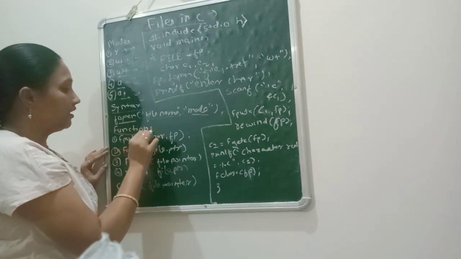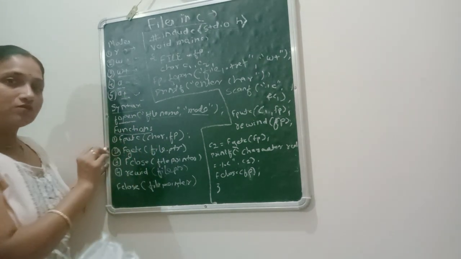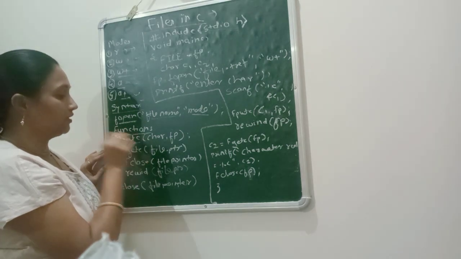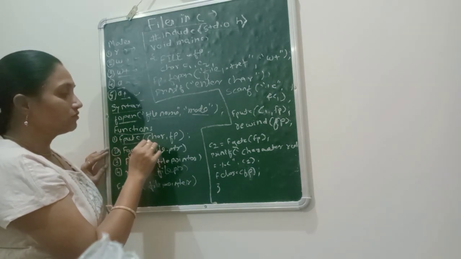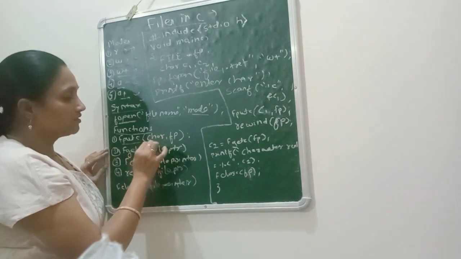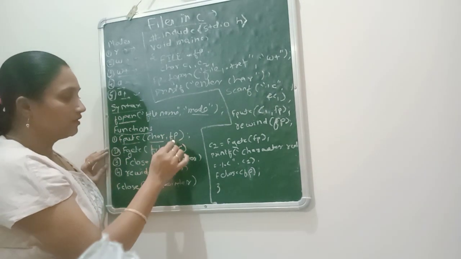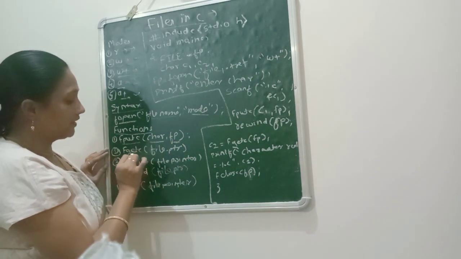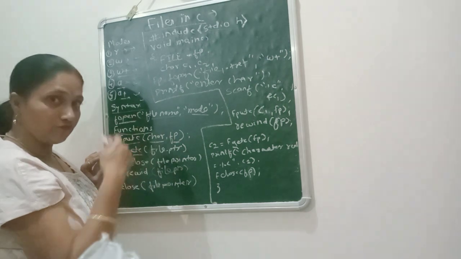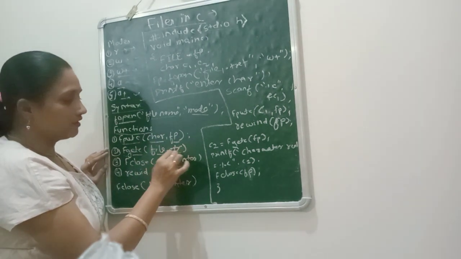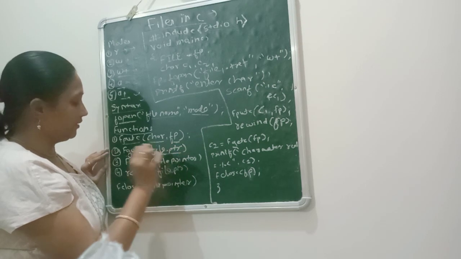Now I'll tell you what all are the functions related to files. First one is fputc. This function is used to write a character to the file. This is the character you want to write into the file and this is the file pointer. Next, fgetc. This function is used to read from a file. Then fptr, that is the file pointer. Simply you have to mention the file pointer.